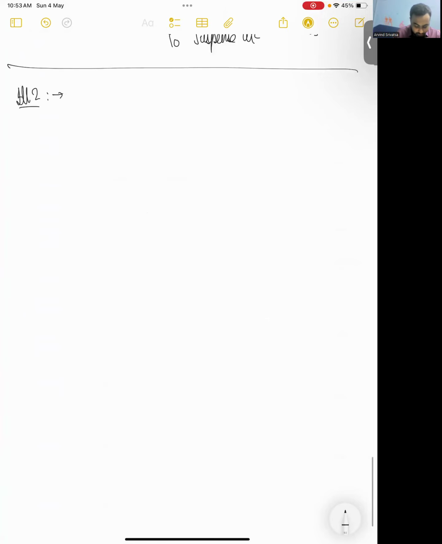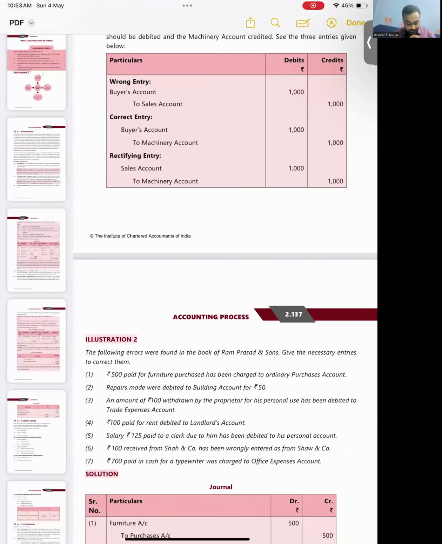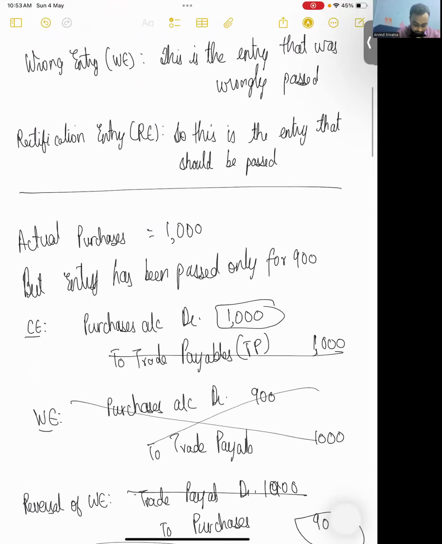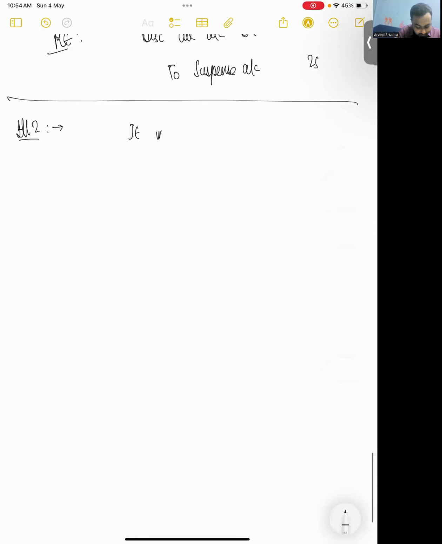Beautiful. So illustration two, here we are. The following errors were found in the books of Ram Prasad and Sons. Give the necessary entries to correct them. So just remember that you need to say journal entries in the books of Ram Prasad and Co.